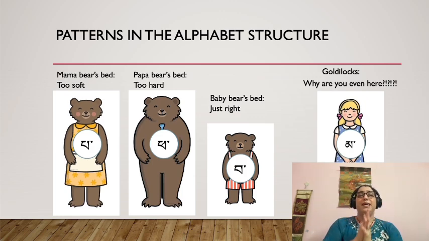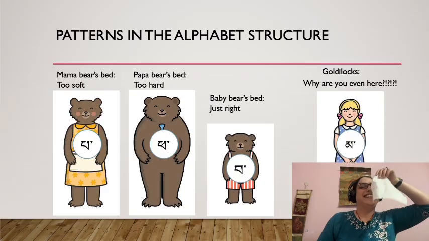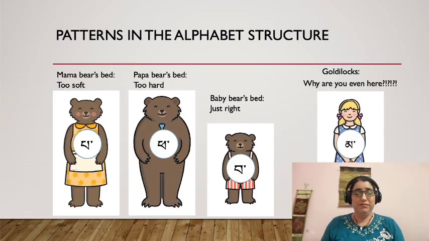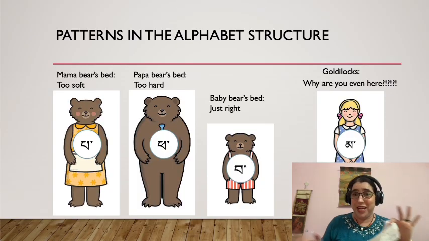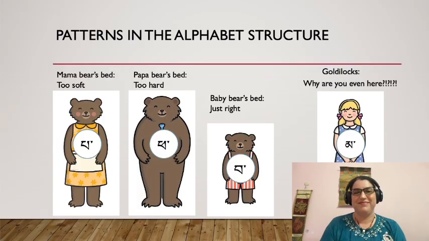So if the ba is Mama Bear, who's high and too soft, what's Papa Bear going to be? I bet you can guess. Pa, pa. Yeah, pa. Really hard. And then what's Baby Bear? Pa, pa. This is the one that's closest to an English P. And then Goldilocks? Ma, ma. Easy peasy. Pa, pa, pa, ma.